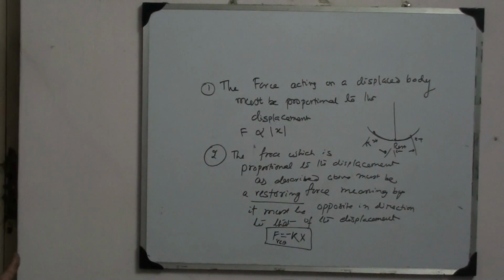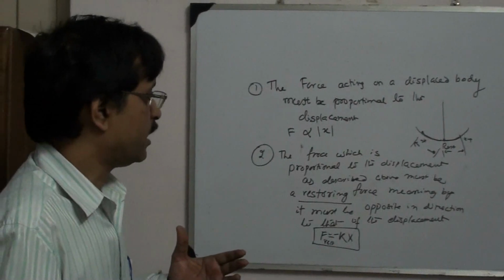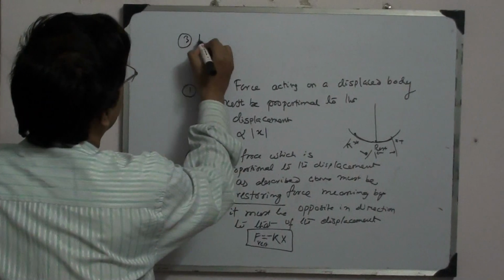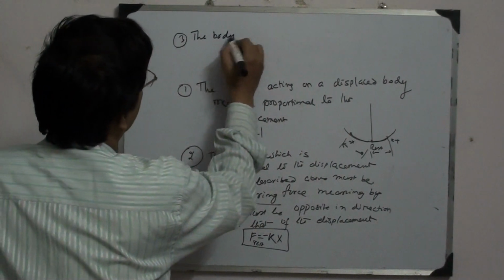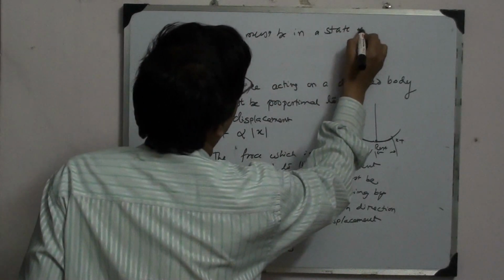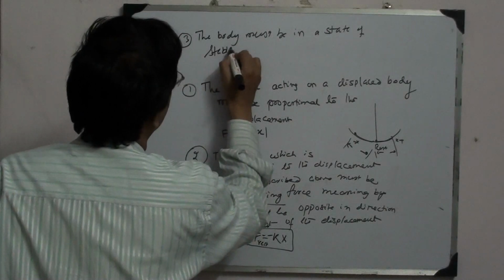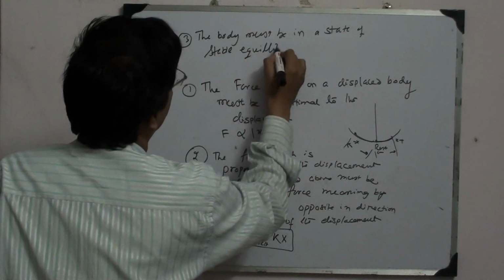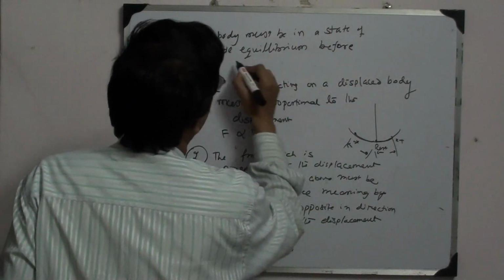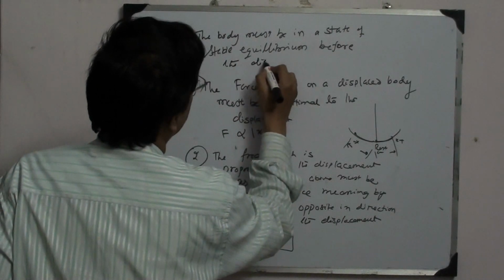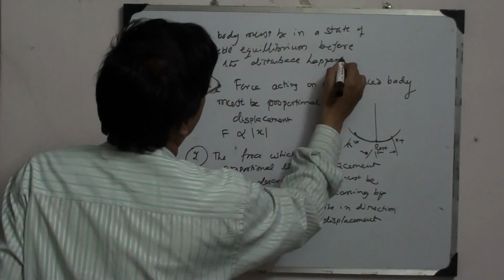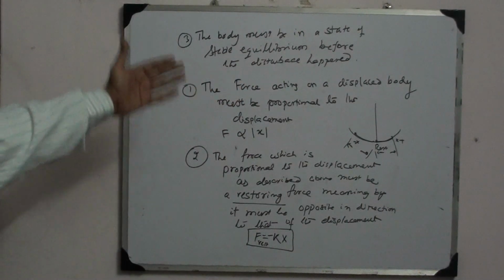In fact, a third condition should be there if you want to make it more accurate. The third condition is that the body must be in a state of stable equilibrium before the disturbance happened. The body must be in a state of stable equilibrium.